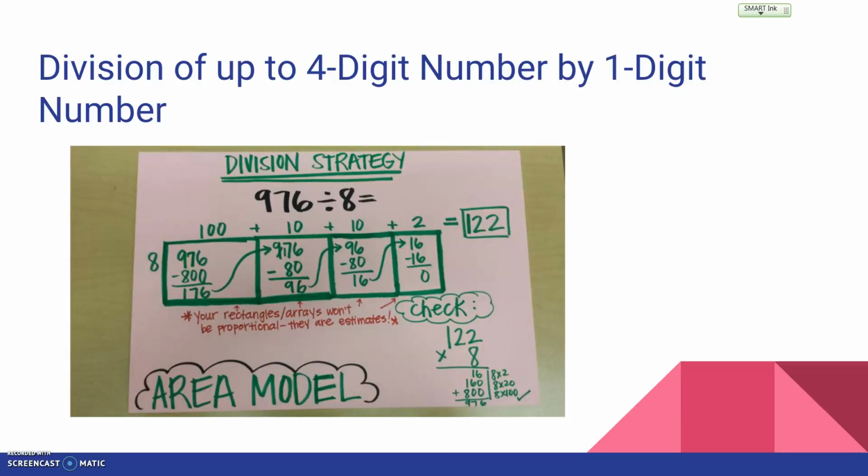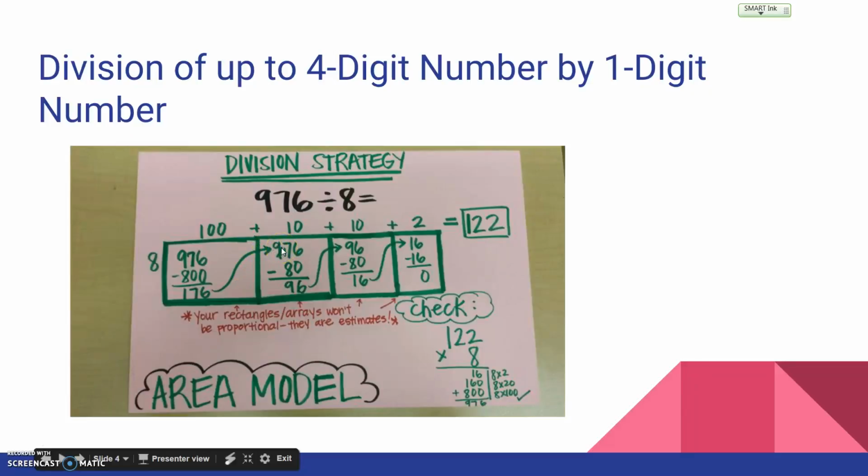Here's another example of an area model. And again, you see they were dividing 976 by 8. So how many groups of 8 can I make out of 976? And they go through the same process. I can make 100, which used up 800 and left me with 176.